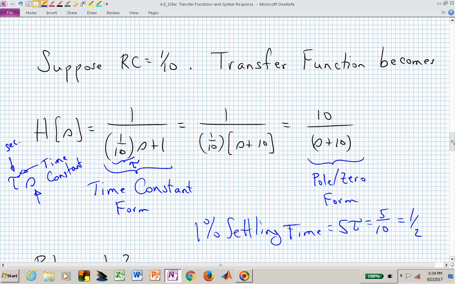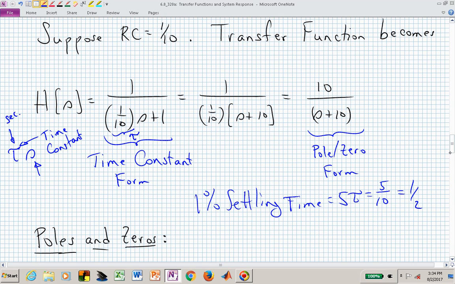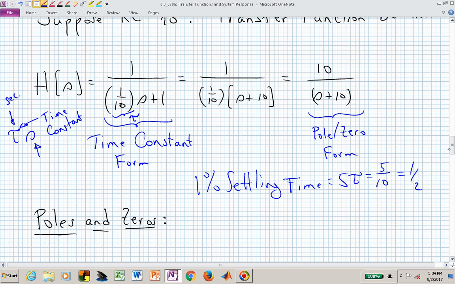Now that we have all these different forms, we can start identifying poles and zeros. What can we say about the zeros? Let's just talk about the finite zeros. What finite values of S cause this numerator to vanish or equal 0? Well, there are no S's in the numerator, so in fact we have no finite zeros.